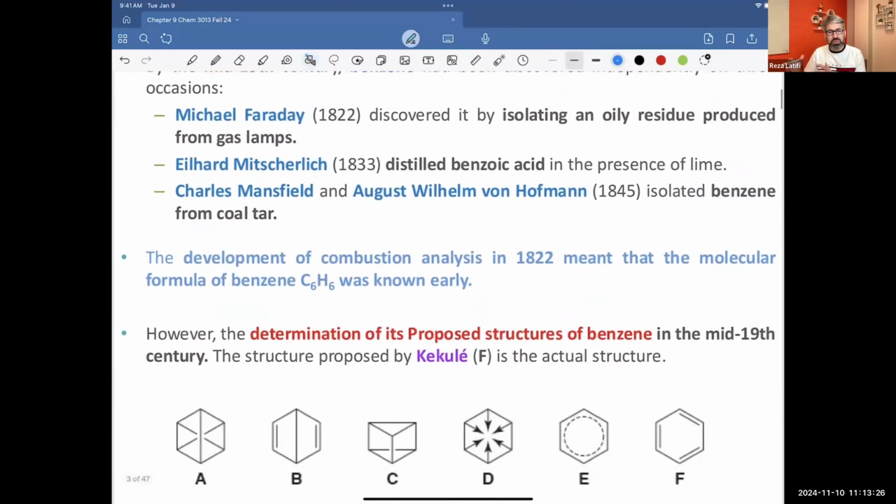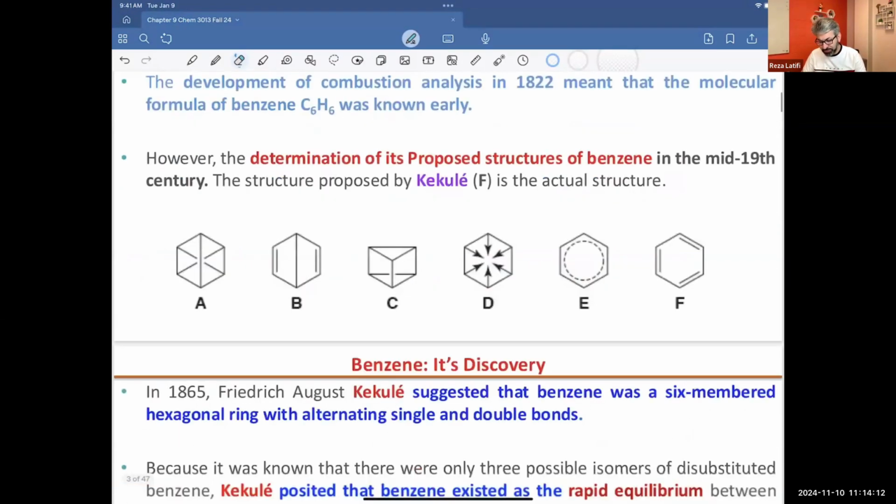After they developed some elemental analysis methods, they figured out the benzene molecule has 6 carbons and 6 hydrogens. After that, they started to come up with some geometries for such a molecule. As you see, from A to F, we got all those possible structures. A German scientist named Kekule came up with technically the best proposed structure for benzene, and from that time we adopted the structure, which is something between structures E and F. I'm going to go through them now.